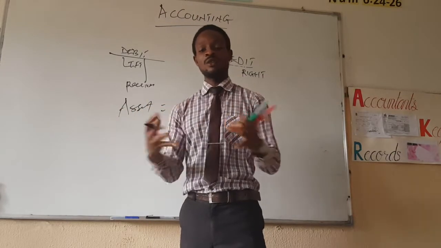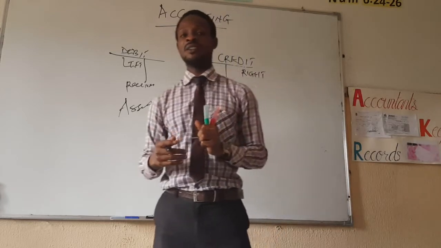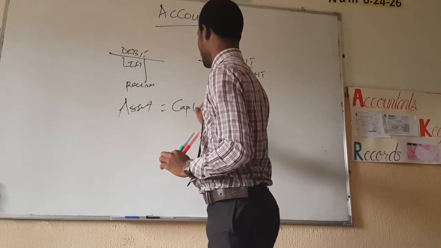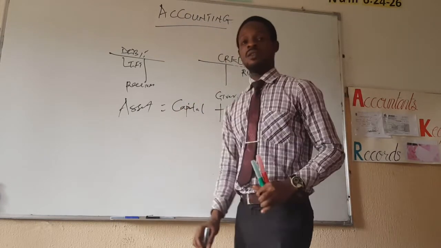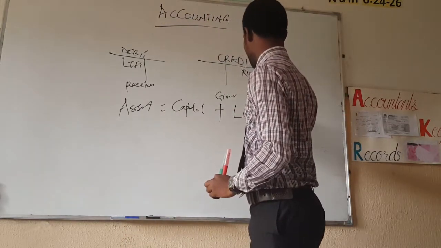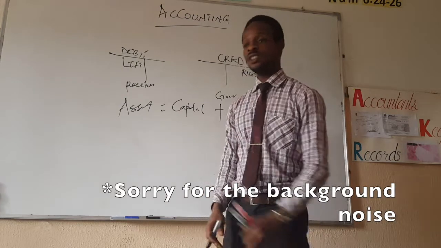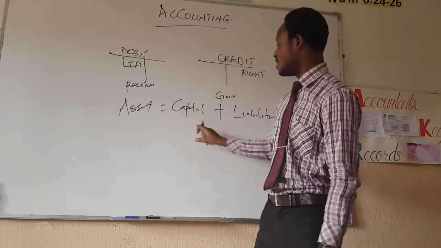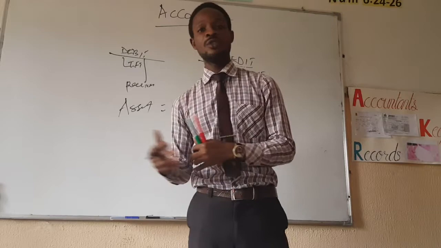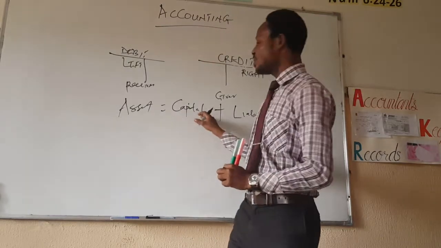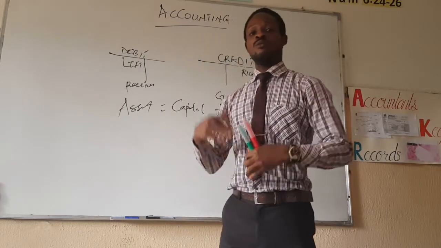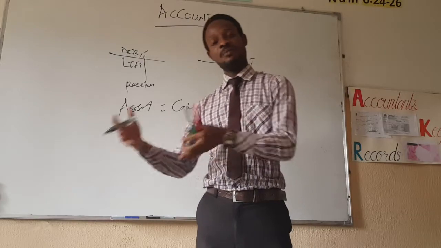Now, those assets put together are obtained or secured by the funds of the owner. The funds of the owners is what we call capital. And the funds obtained from third parties, liabilities. Hence, the accounting equation is assets is equal to capital plus liabilities. Assets are items or property owned by a business. Capital is funds generated by the owner or equity of the owners to the business.